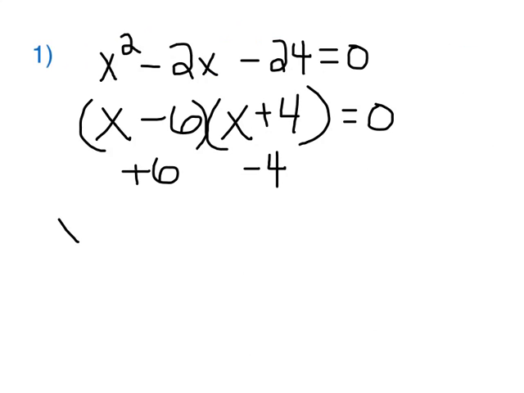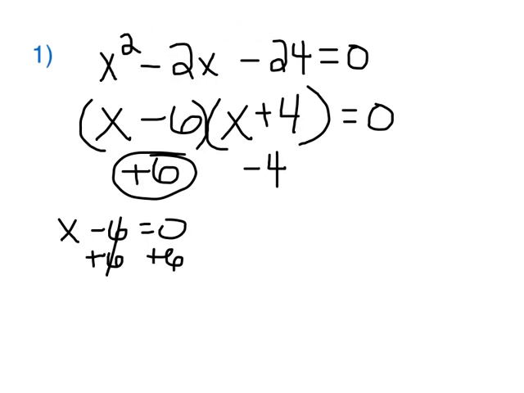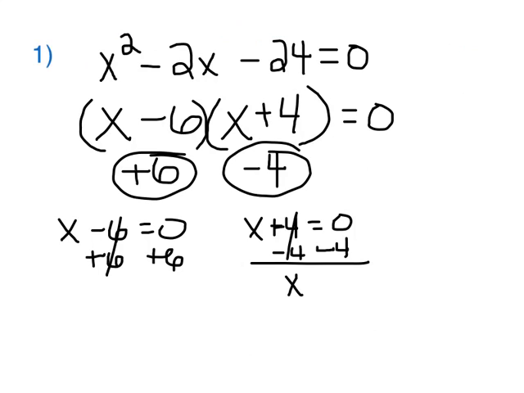We're getting this by setting x minus 6 equal to 0, adding 6, right? So we get an answer of x equals 6. X plus 4 equals 0. If we subtract 4 on both sides, we get x equals a negative 4.